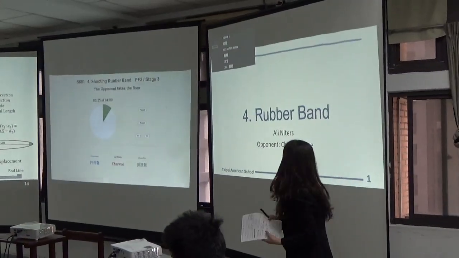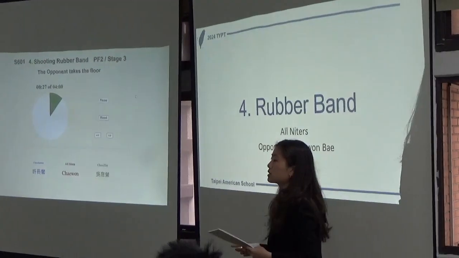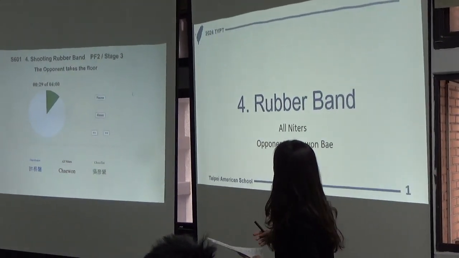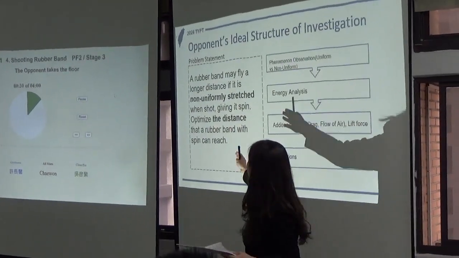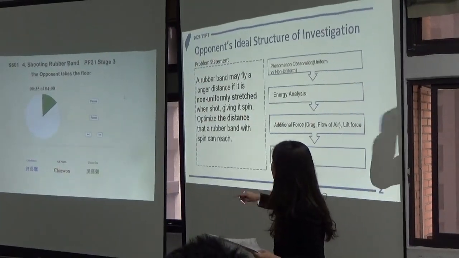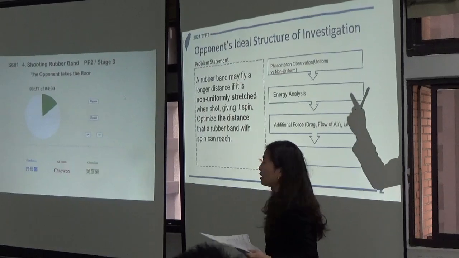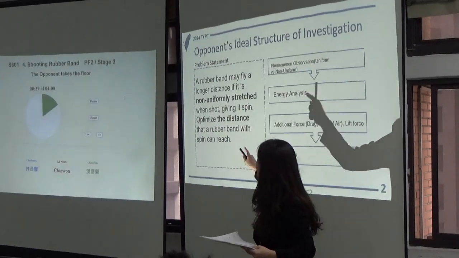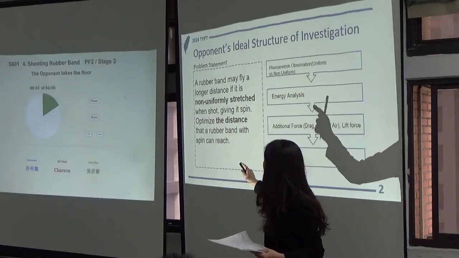Hi, I'm Chaewon Bae from Rubber Band, and we're Team All-Nighters. The problem statement is that a rubber band may fly a longer distance if a non-uniformly stretched rubber band is shot and given spin. The problem states that we should optimize the distance that a rubber band with spin can reach.